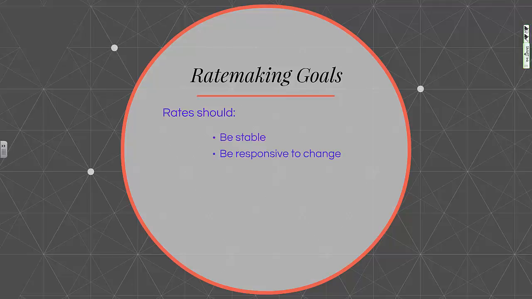They should be responsive to change. In other words, if the risk changes, the rate should go down or up to reflect that change. So for example, if I'm talking about commercial auto, rates are usually based on the number of trucks or cars insured. This makes them responsive to change because if I add an auto to my fleet of vehicles, I am increasing my risk exposure. Rates should also provide for contingencies.